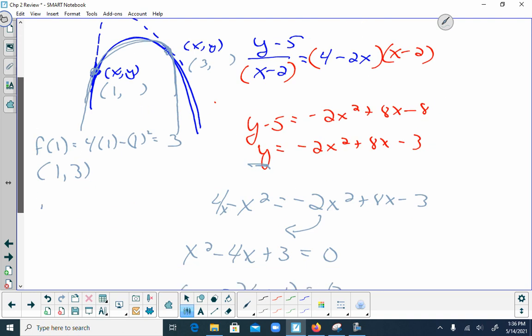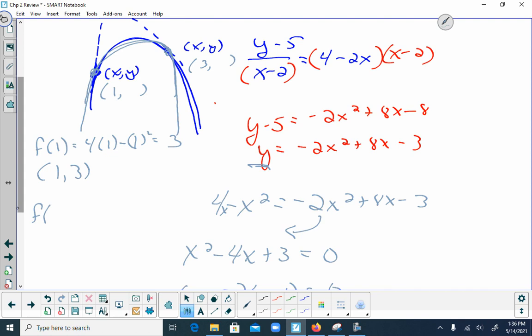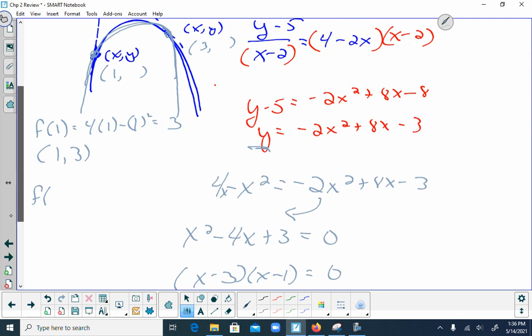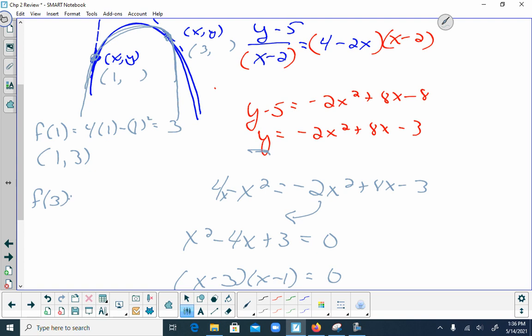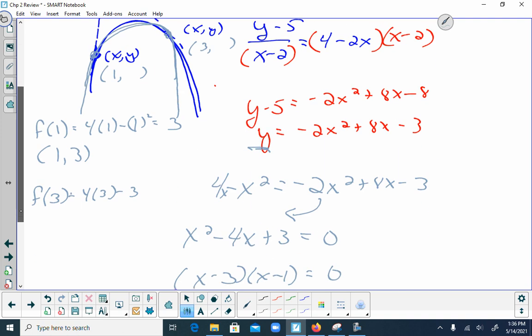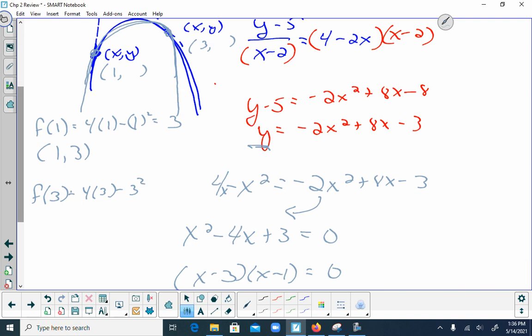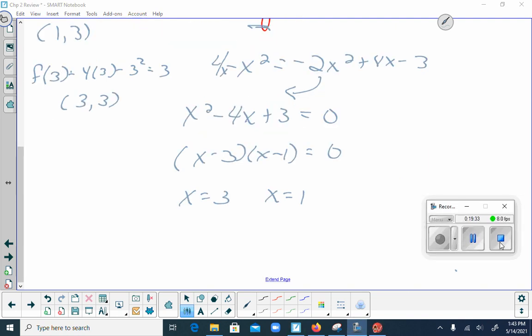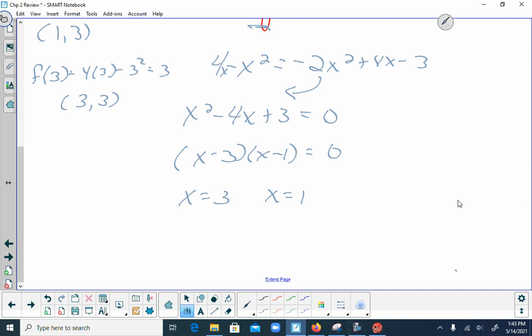Then now I'm going to find f of 3, which will be 4 times 3 minus 3 squared. So 12 minus 9, that's 3. So that ordered pair is going to be (3, 3). Give me one second. Okay, so now that I have those two points, I need to find the slope.